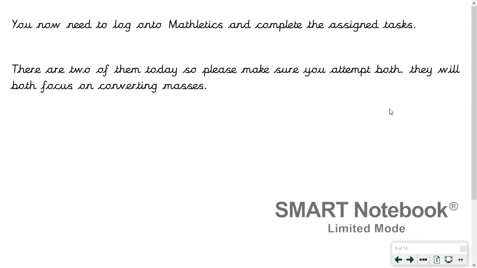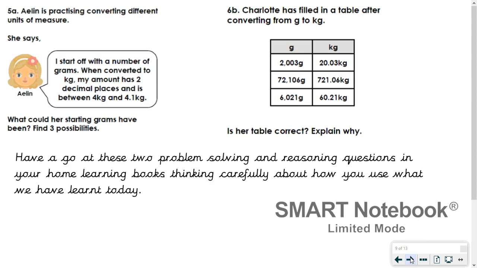Hello, hopefully we're back. So now let's move on to our problem solving and reasoning. So you have 2 problems here. I'm going to read them both to you, and then I want you to have a pause again and have a go at them, and then we'll talk through answers. So Aileen is practicing converting different units of measure. She says, I start off with a number of grams. When converted to kilograms, my amount has 2 decimal places and is between 4 kilograms and 4.1 kilograms.